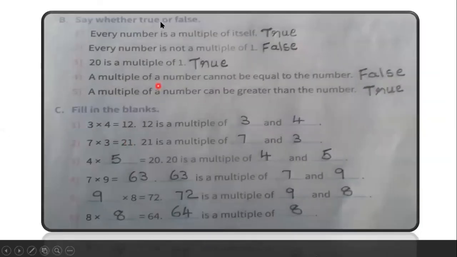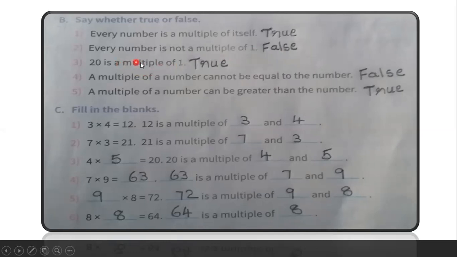Next, let us see. Say whether true or false. Every number is a multiple of itself. We have learned this in properties of multiples. Yes, true. Every number is not a multiple of 1. We have learned every number is a multiple of 1, but here they have said not a multiple, so it is false.